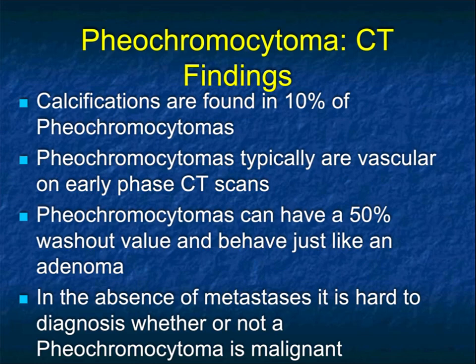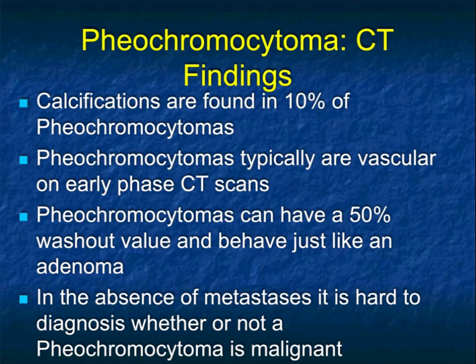Now, for some of the basic CT findings, calcifications are seen in about 10% of Pheos. Remember, you can have dystrophic calcifications in adrenal cortical carcinoma. You can see punctate calcifications in adrenal myelolipomas. You can see calcification in neuroblastomas. So calcifications, not that uncommon. We also talk about rim-like calcifications. You can have a ring-like calcification, and that's typically with old adrenal hematomas.